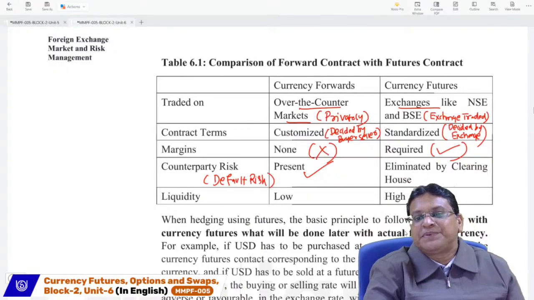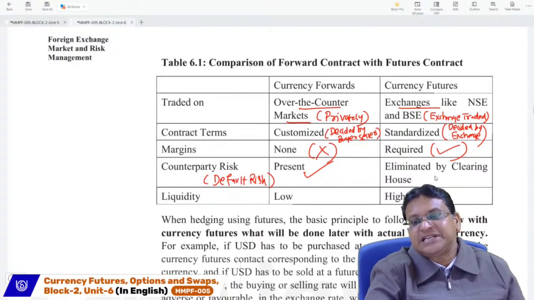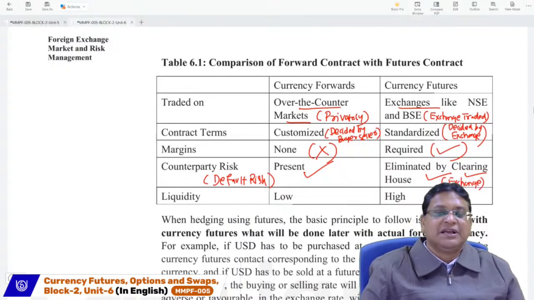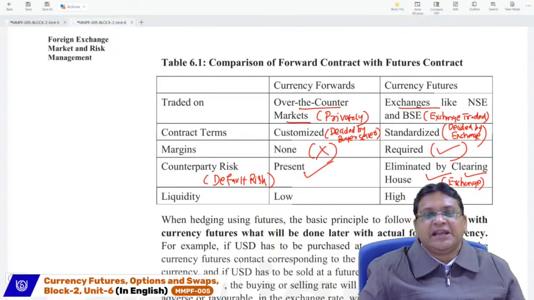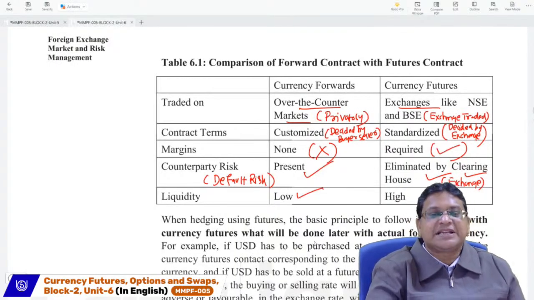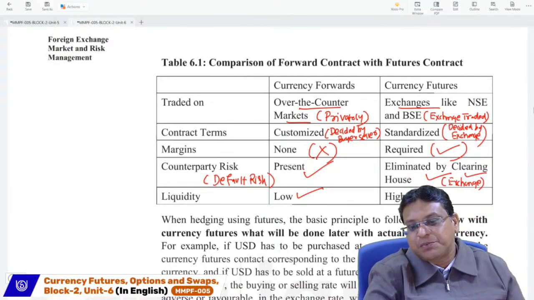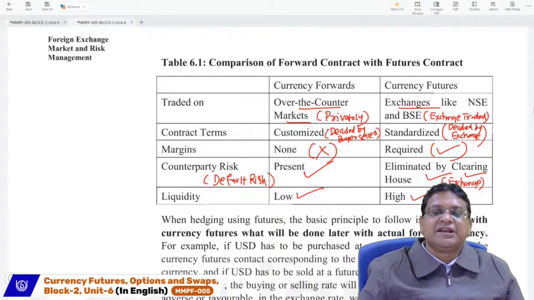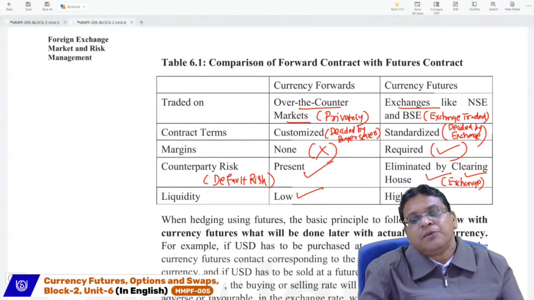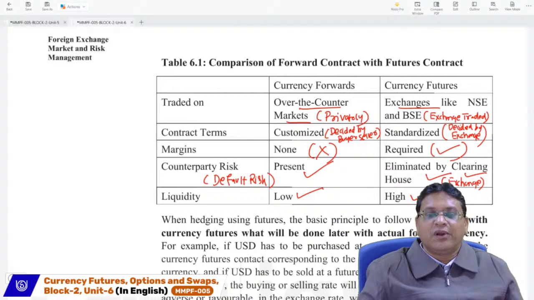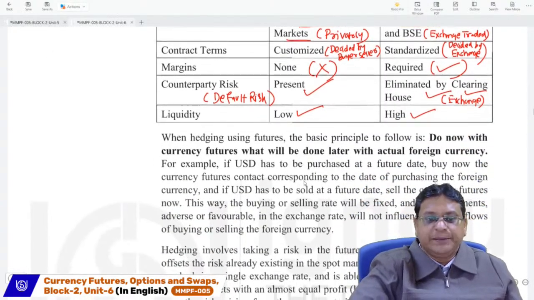But in case of futures contract, the default risk is eliminated by the clearing house or exchange. Exchange assumes the default risk. We know that liquidity in forward contract is very low. It cannot be purchased and sold frequently. But in case of currency futures, liquidity is very high. It is purchased and sold frequently. So this is the main point of difference between currency forward and currency futures contract. Okay.